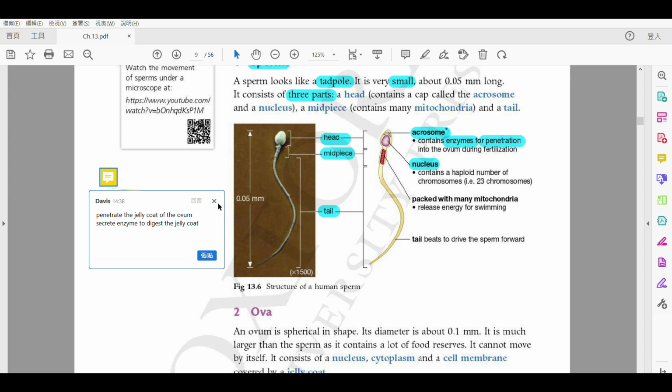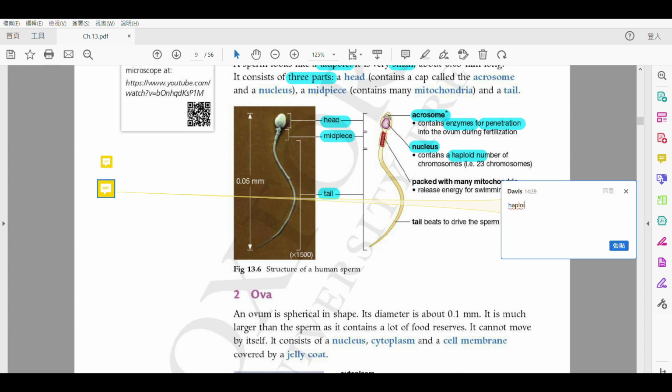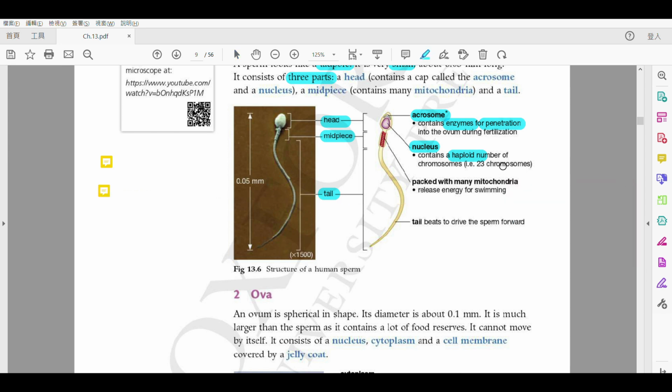And another thing in the head is the nucleus. First of all, it is haploid. Do you still remember what haploid is? A little revision, let's see if you remember. Haploid means there is only one set of chromosomes. In this case, it will be coming from the father. So we say it contains the paternal set of chromosomes. And of course, how many chromosomes are inside? Only half the number, which is 23.